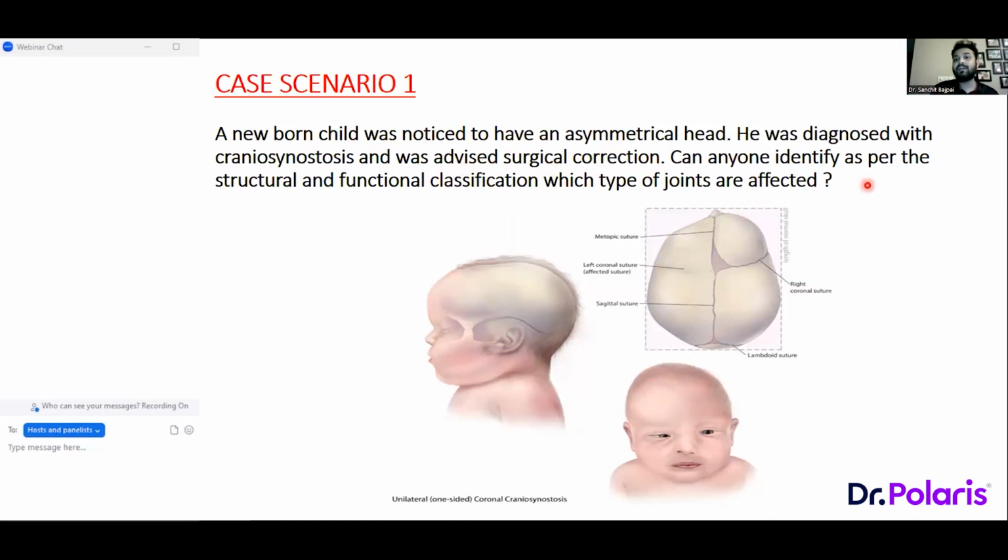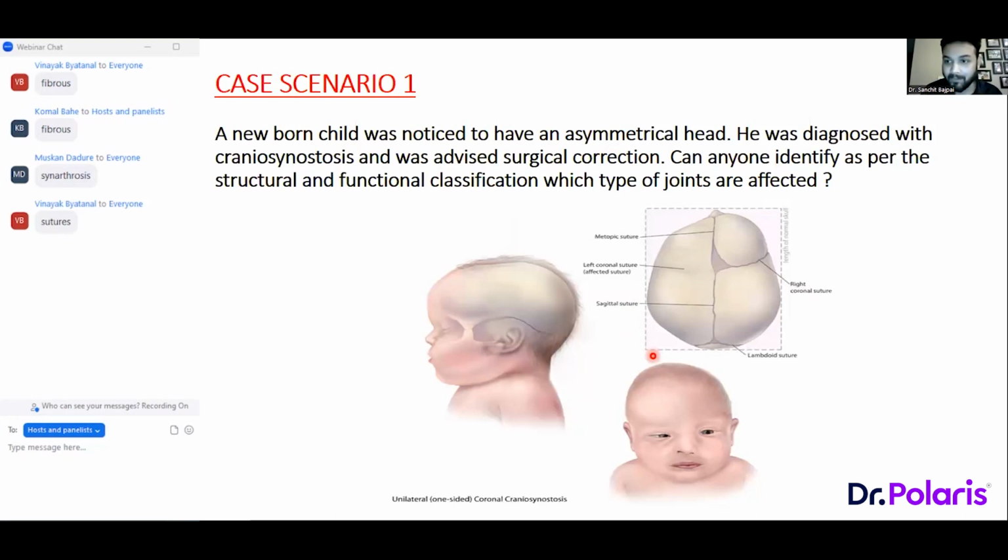Now, can anyone identify, as per the structural and functional classification, which particular joint I am talking about? Okay, we have our first answer from Vinayak, fibrous. So I want a specific answer. What do you think on the basis of structure? What do you think on the basis of function? Yes, if you guys can specify what structural and what functional.